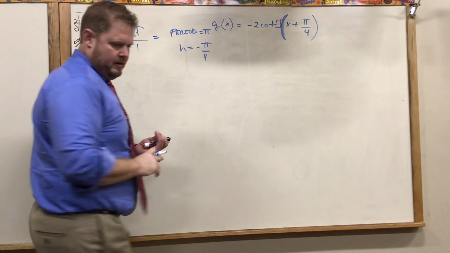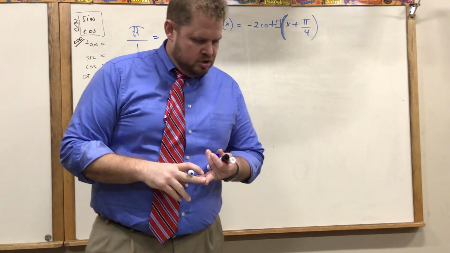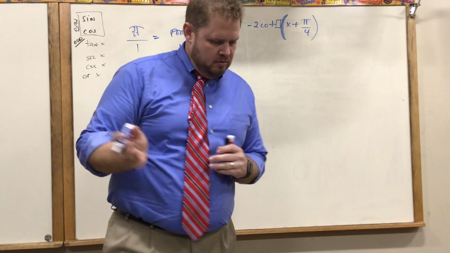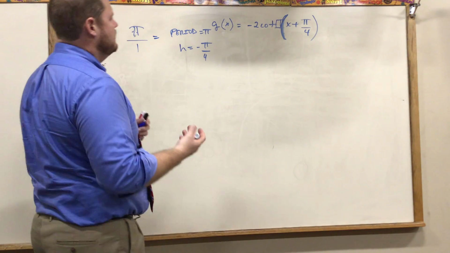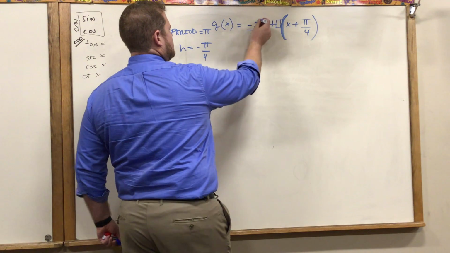Okay, so I have my period is 5 pi. My phase shift is 2, right? And next is your amplitude. Now, amplitude is a little bit different in this case. In other words, it's -2, right?